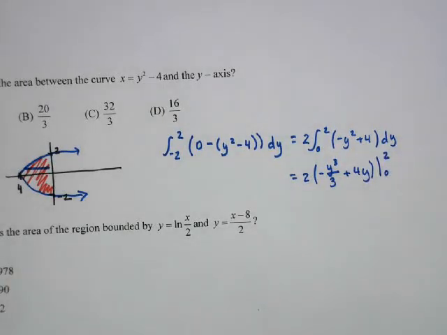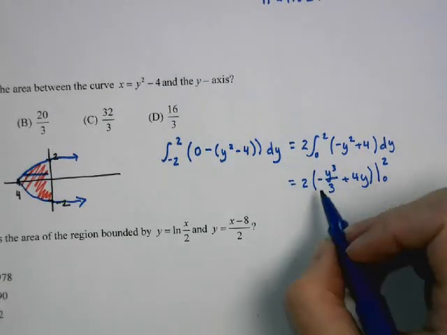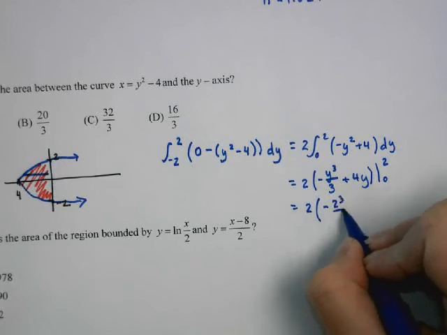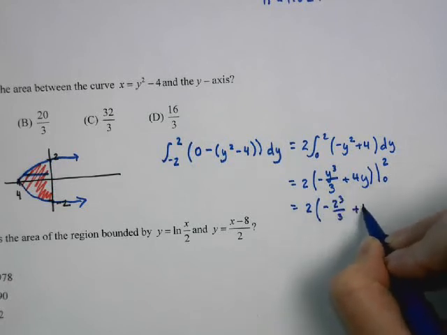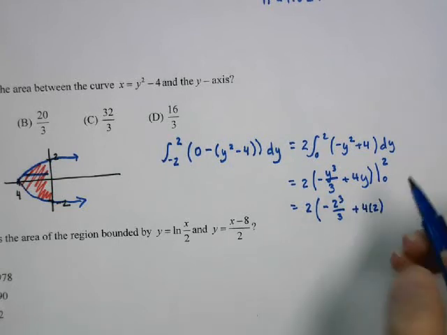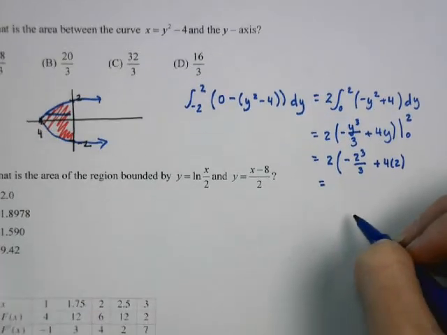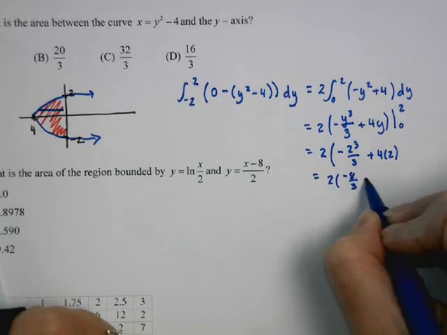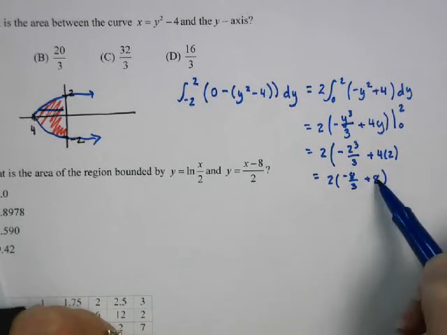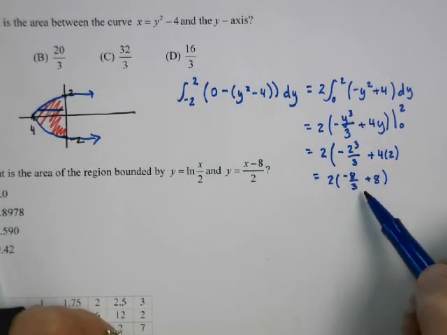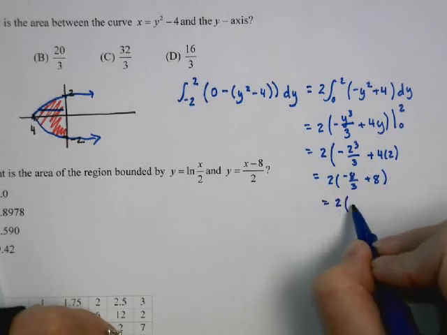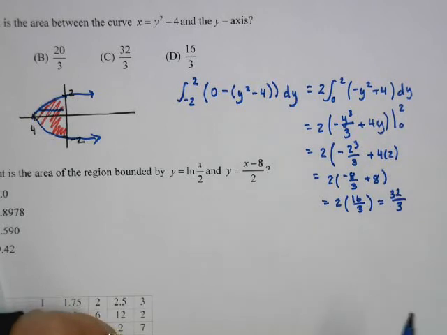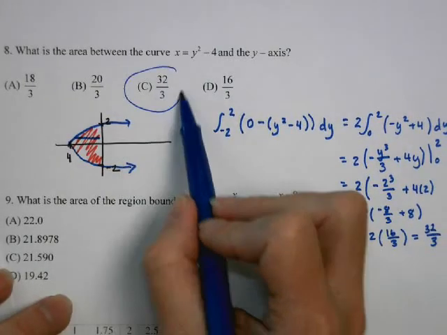So this makes life easier, because when I plug in the 0, all that's going to go away. So we have 2 times negative 2 cubed over 3 plus 4 times 2. So 2 times negative 8 over 3 plus 8. So this would be 24 thirds plus 8, negative 8 thirds would be 16 thirds. So we get 32 thirds, which is C.